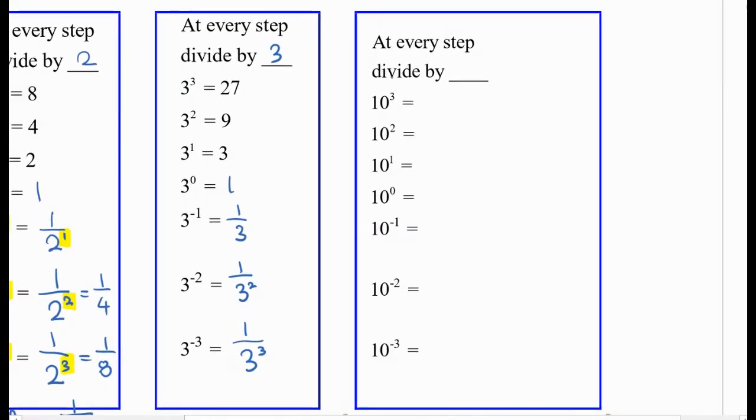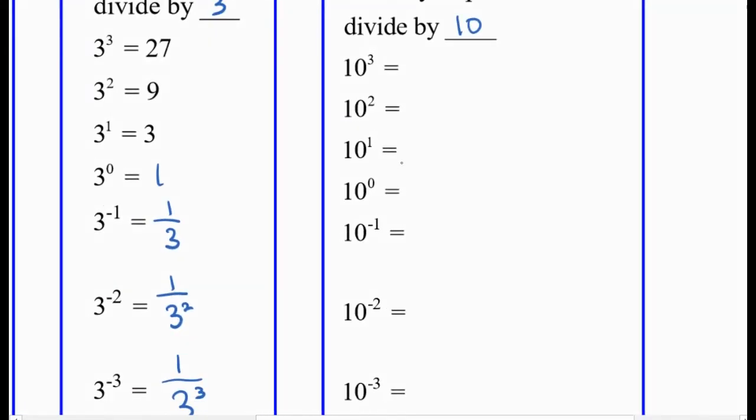Same thing for powers of 10. Each step, you can just divide each number by 10. But powers of 10 are very special. So 10 cubed. This indicates the number of 0s. So it's 1000. 10 squared is 100. 10 to the power 1 is 10.